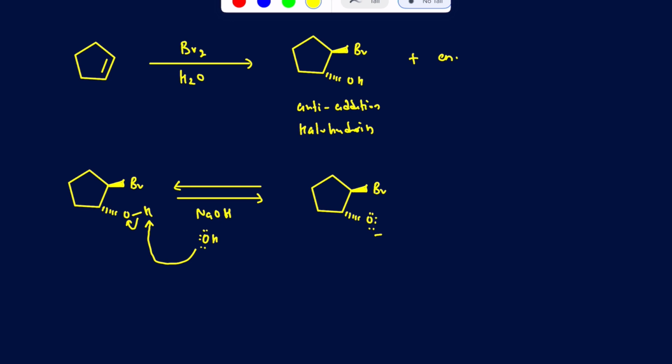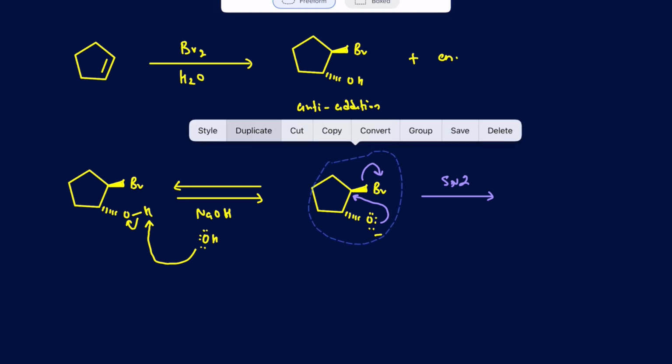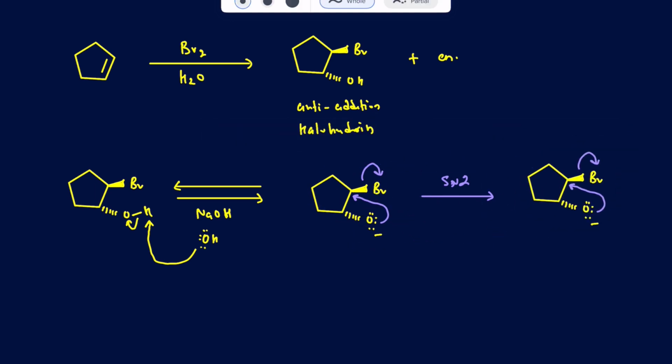So you can do a backside attack here, and then your bromine is going to leave. This is a typical SN2 reaction at this point. And what am I going to get at the end of the day? Well, we're going to end up getting an epoxide here.